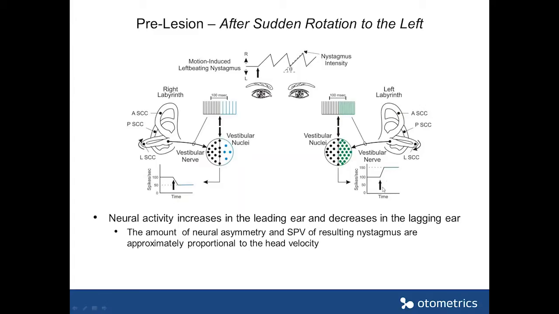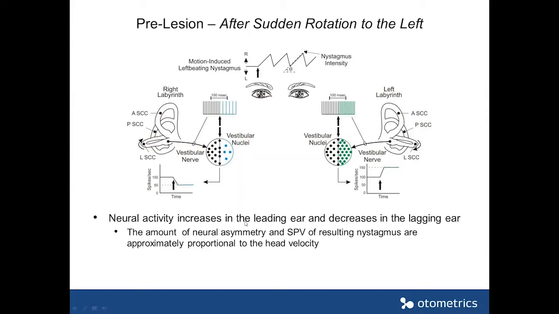Now, just a numerical example, I've assumed that the neural firing goes up to 150 from the direction that you're moving to, and decreases to approximately 50 when you're moving away. Again, these numbers are hypothetical. They actually relate to exactly how fast your head is moving.